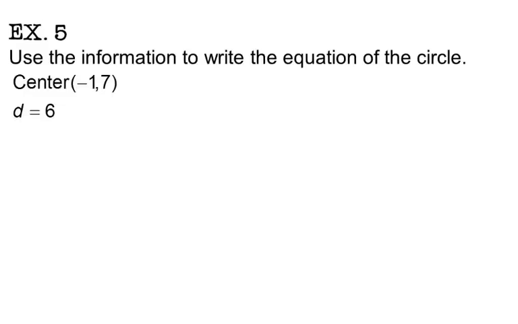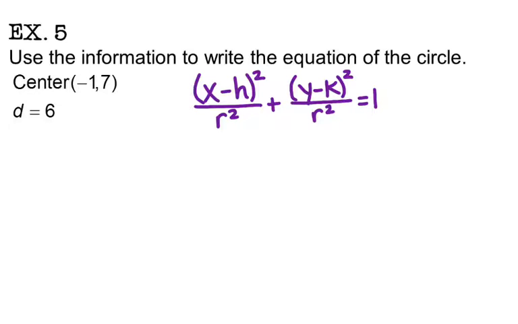Okay, for the last two we're going to write the equation given some specific information. On number 5, it says to write the equation of a circle. We're given the center is at (-1, 7), and the diameter is 6. So I'm going to put the equation of a circle up here. We have the center, so that's good, but I need the radius in order to plug that into the circle. Remember that the diameter is twice the radius. So if I want the radius, I just divide by 2. So our radius is going to be 3.